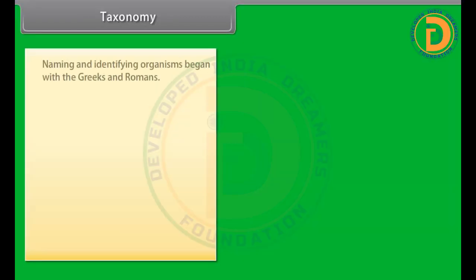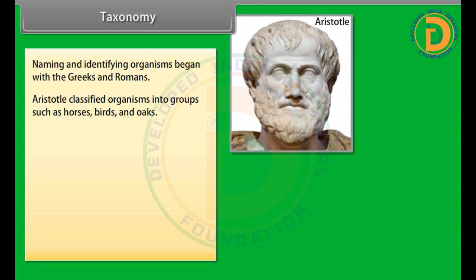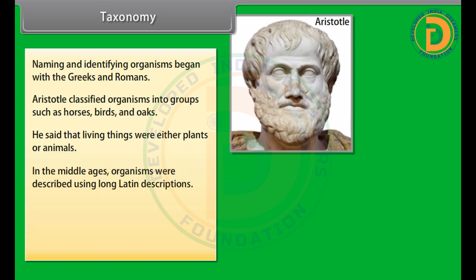Taxonomy. Naming and identifying organisms began with the Greeks and Romans. Aristotle classified organisms into groups such as horses, birds, and oaks. He said that living things were either plants or animals. In the Middle Ages, organisms were described using long Latin descriptions.